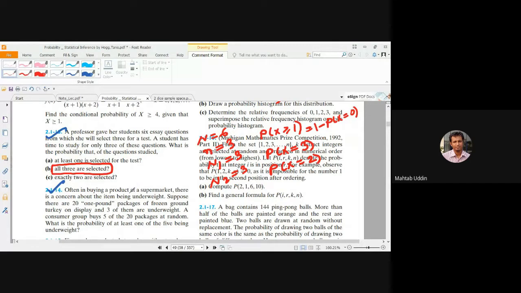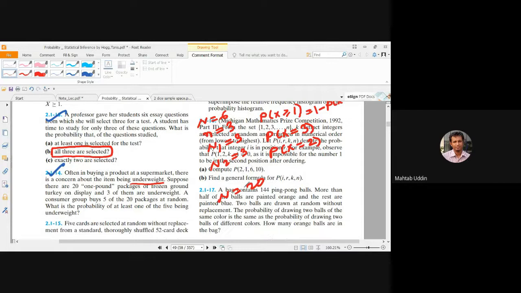Often in buying a product at a supermarket, there is a concern about the item being underweight. মানে রিস্ক আছে। Underweight, right? Suppose there are 20 one-pound packages. তাহলে n equal to what? 20, right? Of frozen ground turkey in display, মানে যে টার্কিগুলো ডিসপ্লেতে আছে, 3 of them underweight. তাহলে কয়টা ঠিক আছে? 17, right?